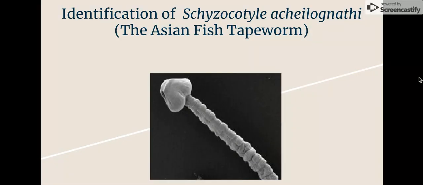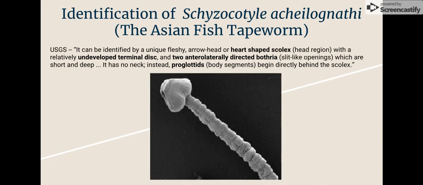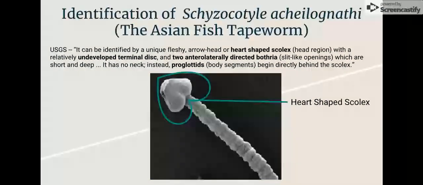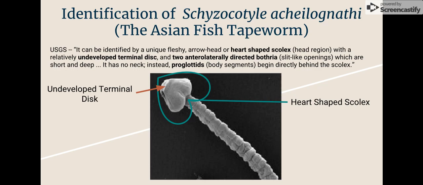To identify the Asian fish tapeworm, the United States Geological Survey says that it can be identified by its uniquely fleshy arrowhead or heart-shaped skullet. So that is the head region. It has a heart-shaped skullet with a relatively underdeveloped terminal disc here and two anterolaterally directed bothria, or slit-like openings. One on this side. There's also one on the other side, but you can't see it in the picture.